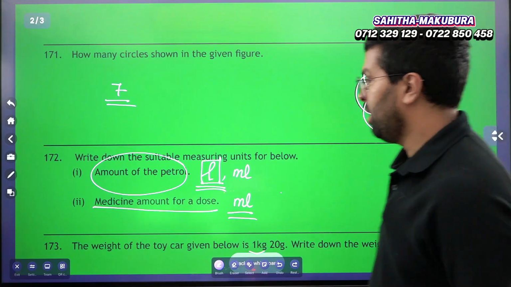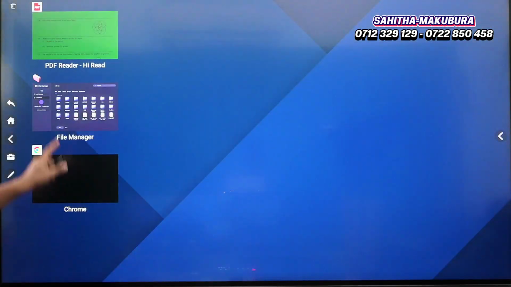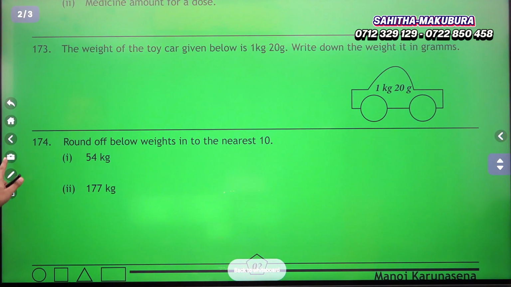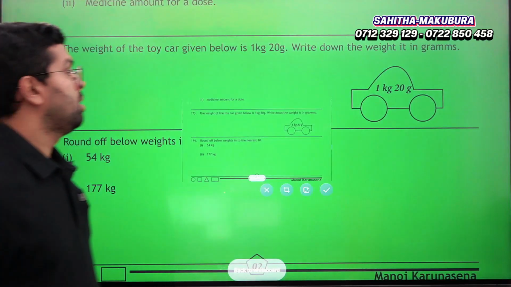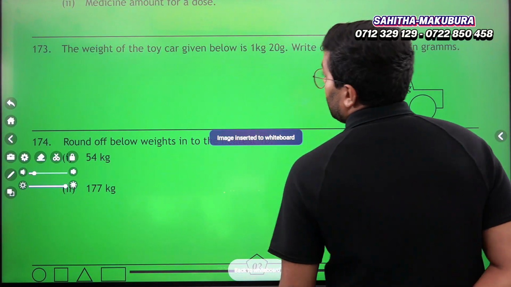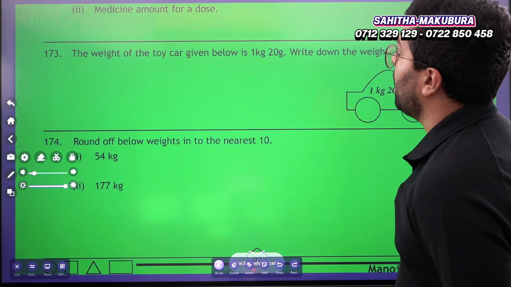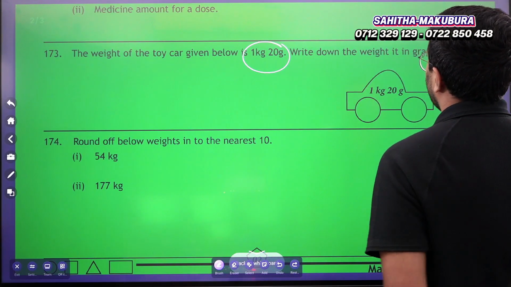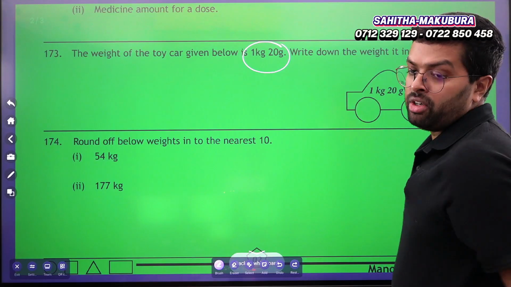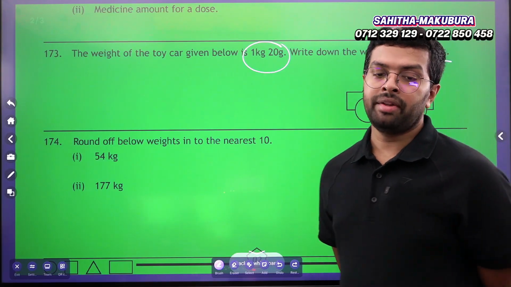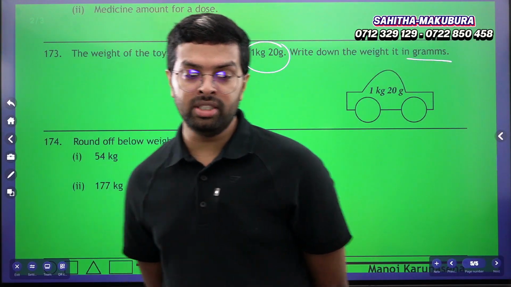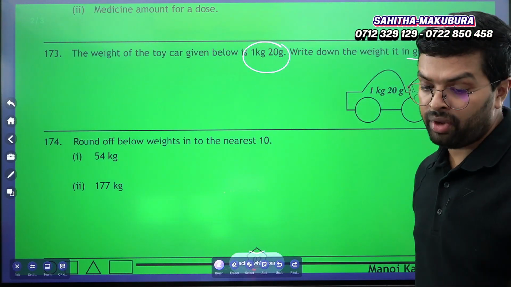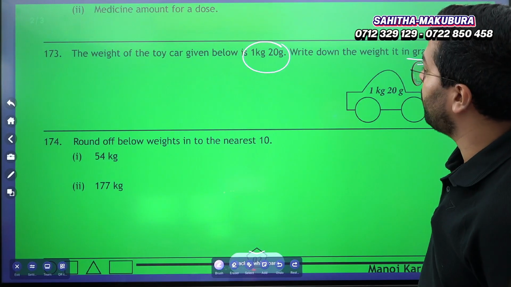Right? Okay. Right. 173. The weight of the toy car given below is 1 kilogram and 20 grams. Write down the weight in terms of grams. Right? The weight of the toy car given is 1 kilogram and 20 grams. Write down the weight in grams.